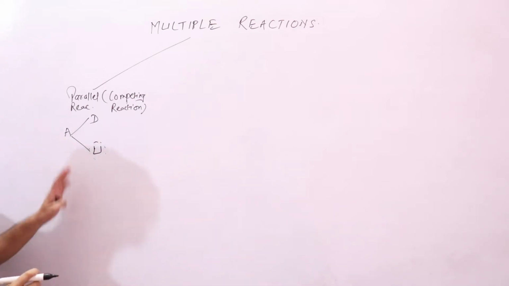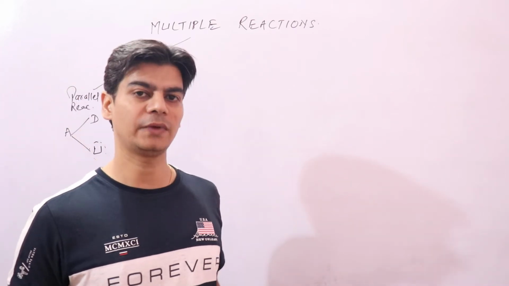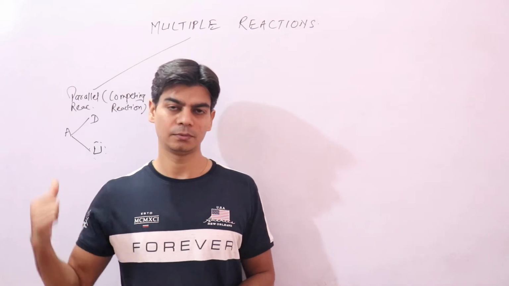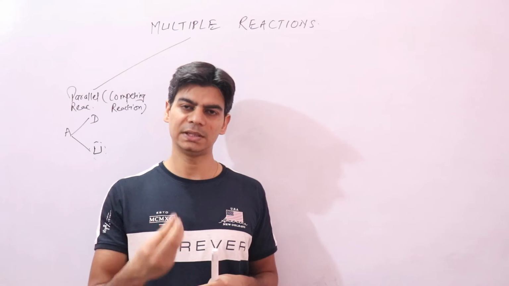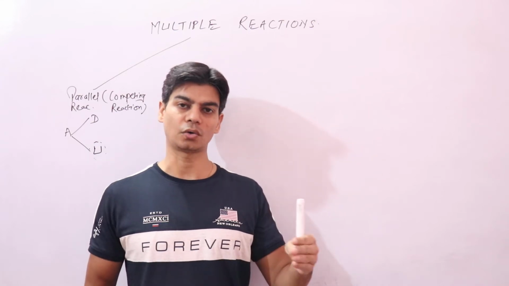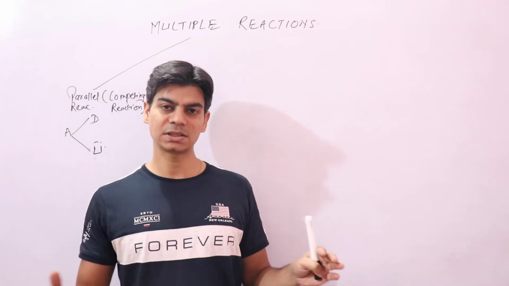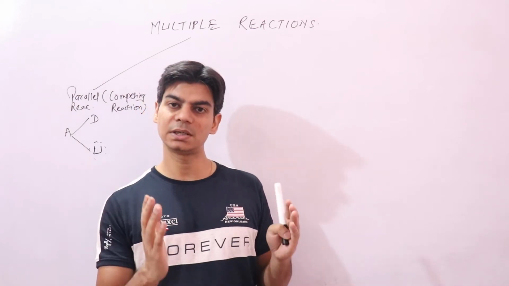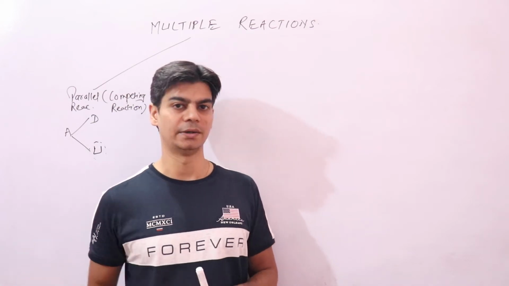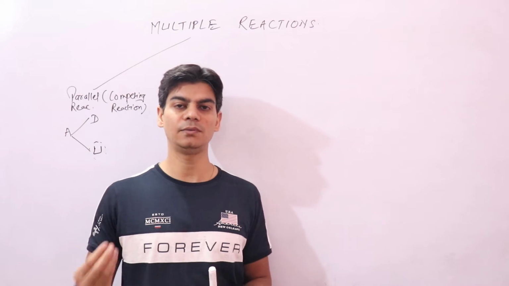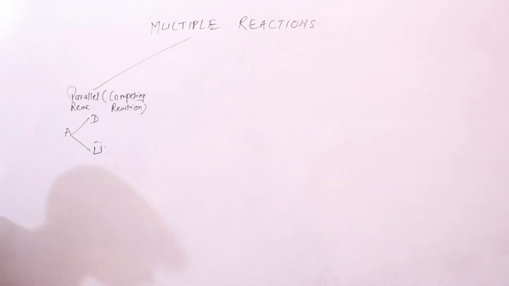For example, there is an industrial reaction, the oxidation of ethylene, where a parallel reaction is going on. We know that ethylene is an organic compound, so on oxidation it will give you carbon dioxide and water. But in parallel there is a reaction that leads to the formation of ethylene oxide, which is an undesired product and will later need separation.